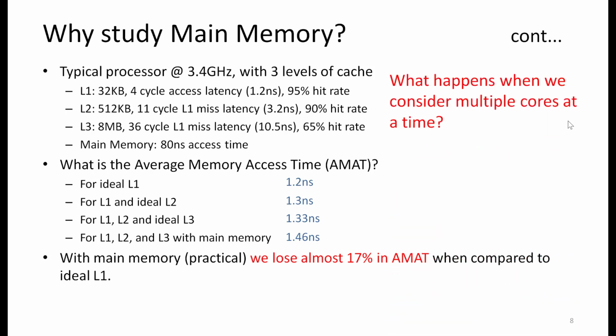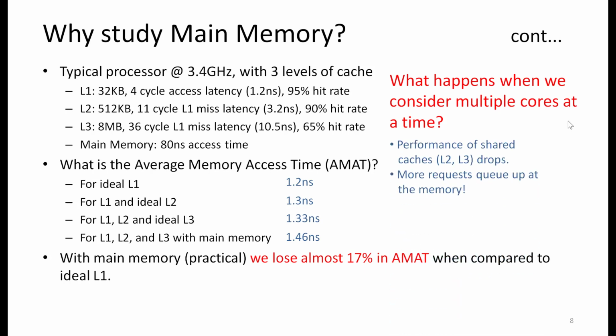Now to this, let's add multiple cores on the chip. The moment we say multiple cores, the L2 and L3 levels of cache will be shared across these cores. So the hit rate of these cores can drop drastically. In that case, what happens is many requests reach the main memory and experience the 80 nanoseconds time, which will eventually be reflected at the pipeline as stalls and overall drop in the performance.